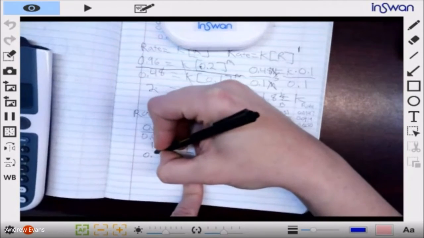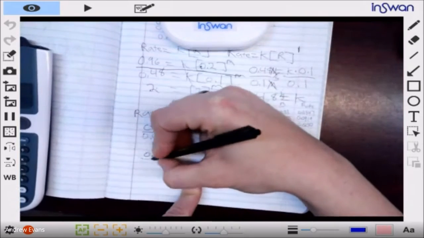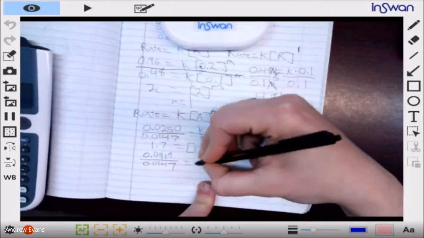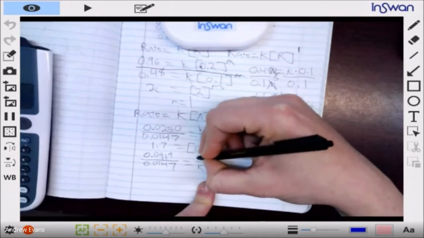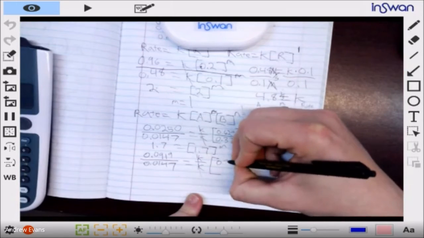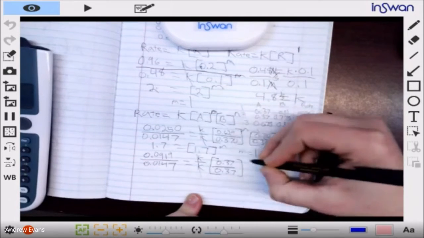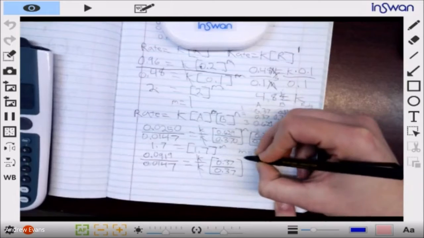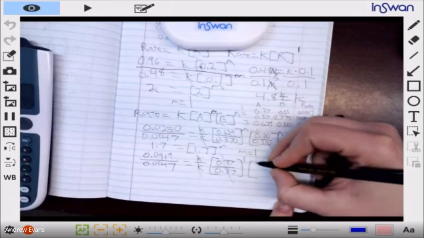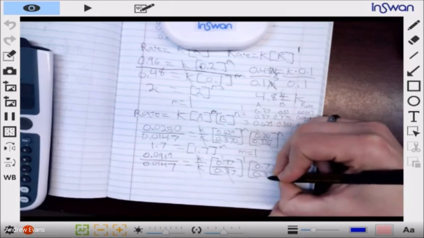Now to redo it with experiments 2 and 1. 0.0919 over 0.0147 equals K over K, which cancel out, A over A. Even though we know our M to be 1, we don't need to make our lives harder. Those still cancel out. And then we have our concentrations of 0.775 over 0.310.